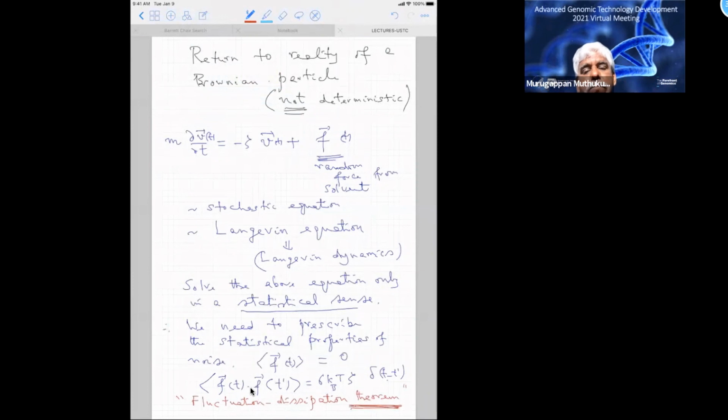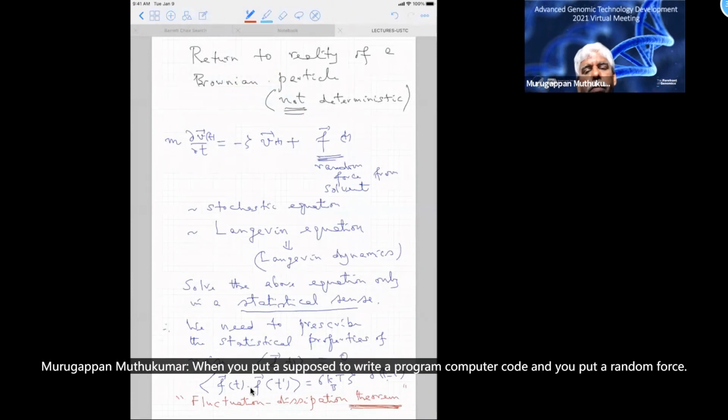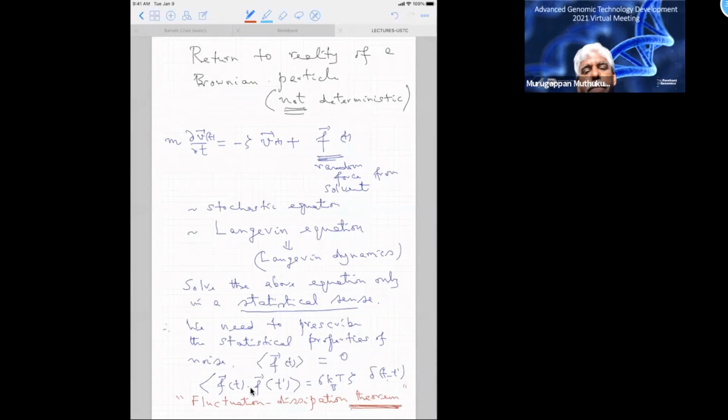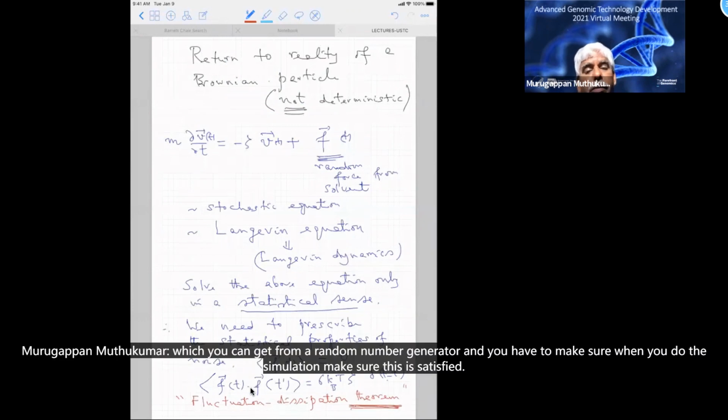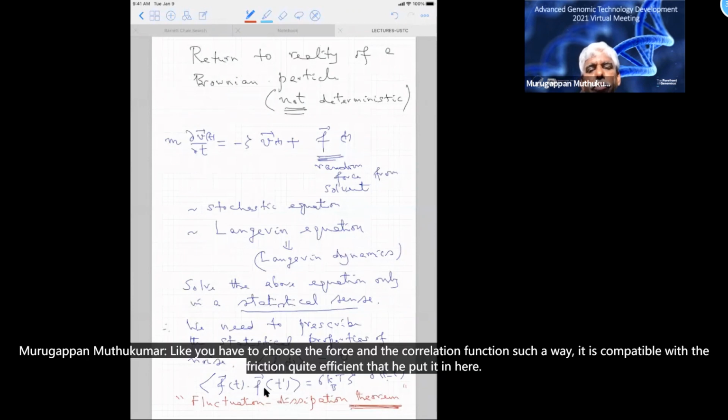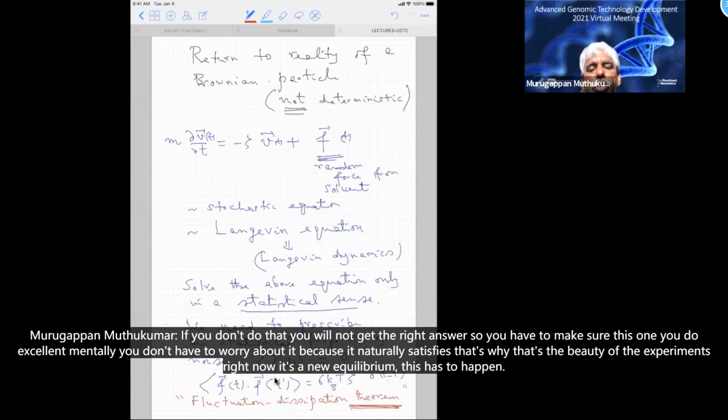In equilibrium, suppose you write a computer code and you put in a random force, which you can get from a random number generator. You have to make sure when you do the simulation that this is satisfied. You have to choose the force and the correlation function in such a way that it is compatible with the friction coefficient that you put in here. If you don't do that, you will not get the right answer. Experimentally, you don't have to worry about it because it naturally satisfies. That's the beauty of the experiments. In equilibrium, this has to happen.